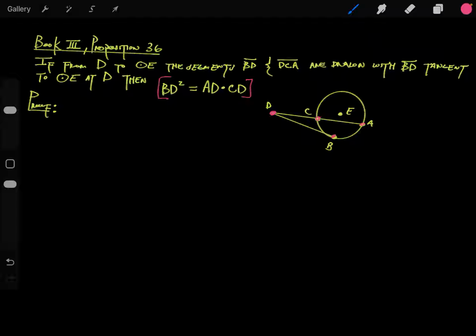Now, to prove this, we're going to first draw in a few key lines. So first we'll draw EB. Drawing in EB, we should see that this is going to be a 90-degree angle because we have the theorem that says that if DB is tangent, then it must be perpendicular to the radius EB. So we know that fact, and then we're also going to draw DE. Right, so DE looks like this.